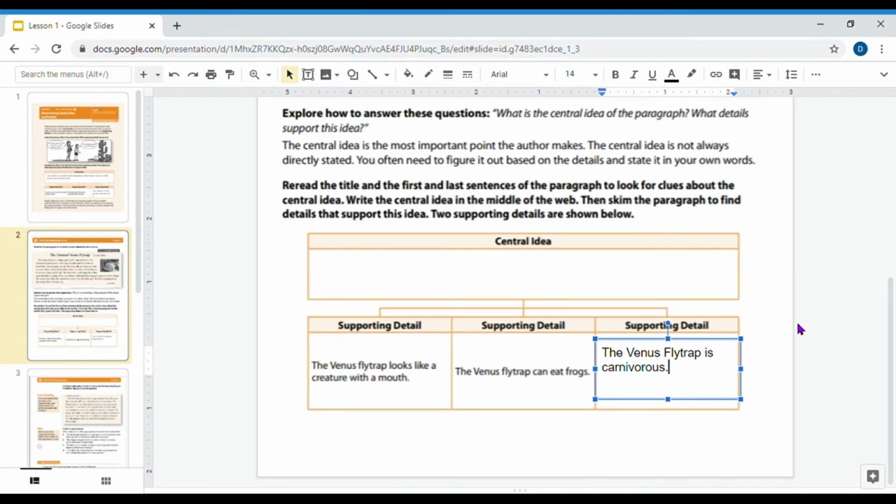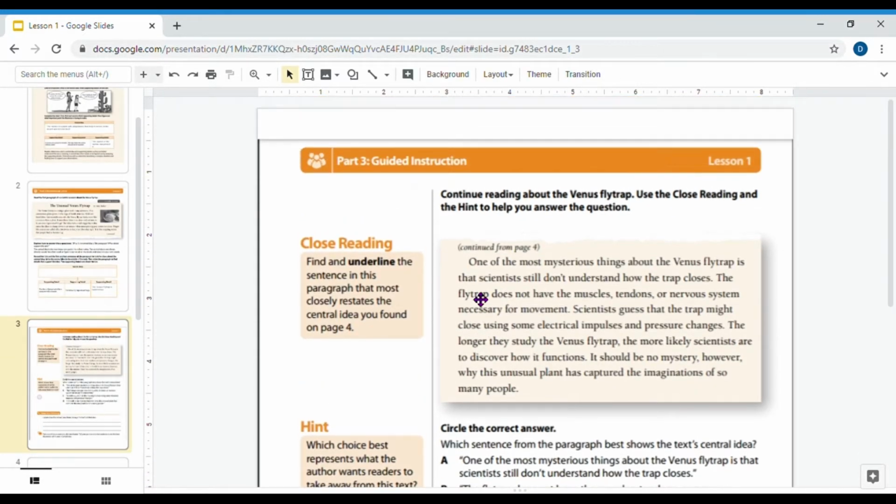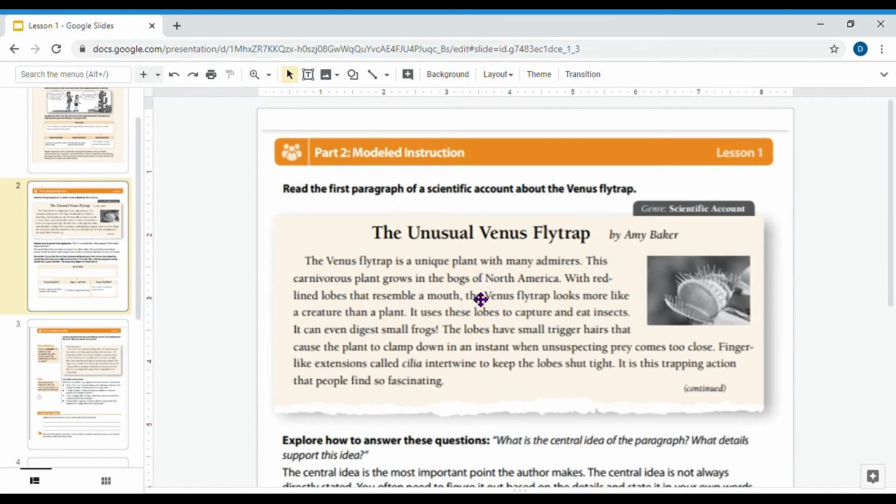And now that I've come up with three supporting details, I'm going to come up with what I think my central idea of the entire text is. I know that it's going to be the most important point that the author wants to make, and I know it's sometimes not always directly stated. So I'm going to go back to my text, and I'm going to read the first and the last sentences to see if it can help me.